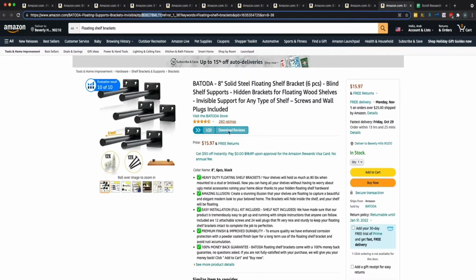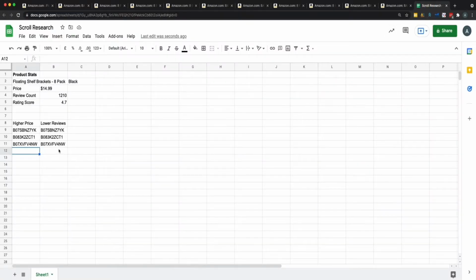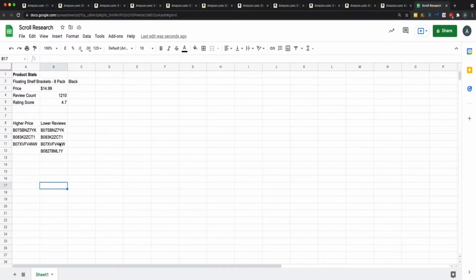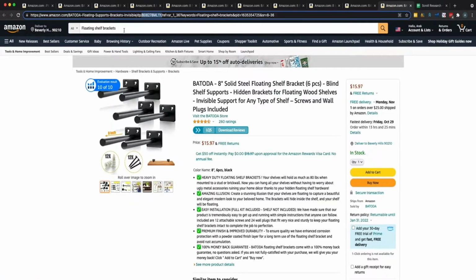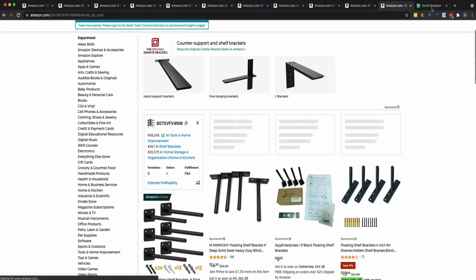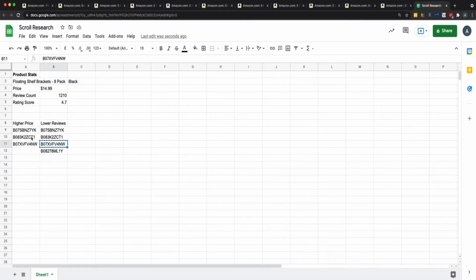So this one here, $15.97, and he's lower ratings. I think I actually already did this one. No, I didn't. So I'm going to go lower reviews specifically on this one. And the reason why is because $15.97 versus $14.99 isn't necessarily as significant. If we actually search these ones back up, this one's at $25.90. So that's good for a higher price there.